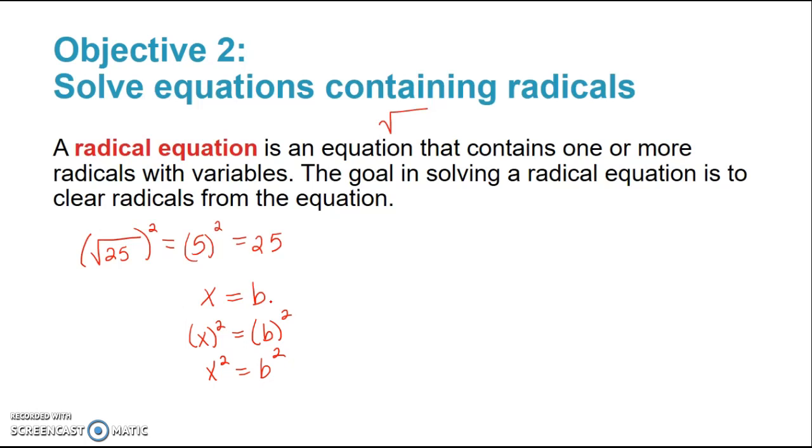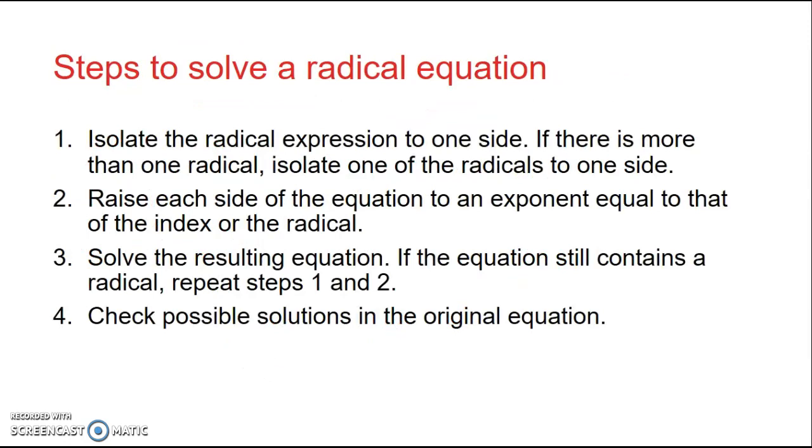Well, this is very similar to rational equations. In doing that, I may introduce extraneous solutions that I have to check. So we will isolate the radical to one side. If there's more than one radical, have one radical on each side of the equation. Raise each side of the equation to an exponent equal to that of the index of the radical. Solve the resulting equation. And if it still contains a radical, repeat the steps, and then you're going to check the possible solutions.